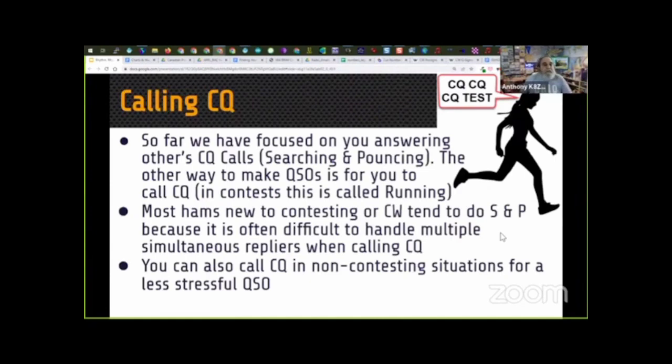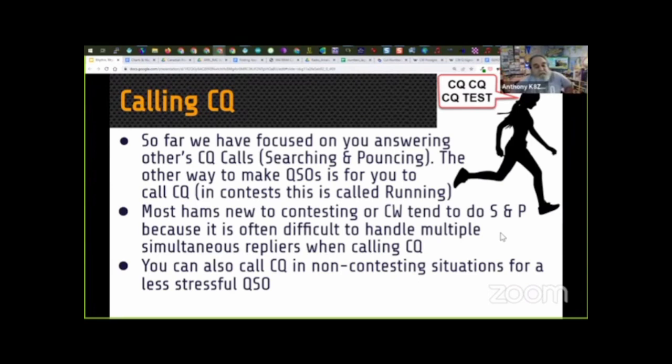So far, we've been focused on you answering the other station's CQs, which is also called search and pouncing. Let's talk a little bit about now when you want to make a QSO and you want to call CQ. Calling CQ in a contest is called running. Most hams new to contesting, or especially CW, tend to do search and pounce because it's often difficult to handle multiple simultaneous repliers when you call CQ if you're not experienced, especially if your CW copying skills aren't that great.